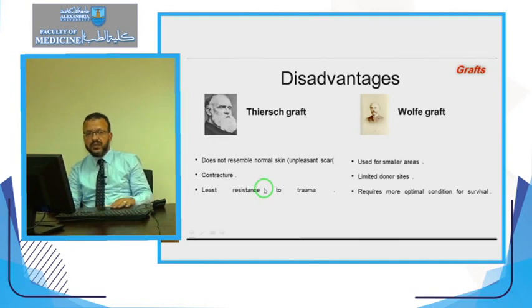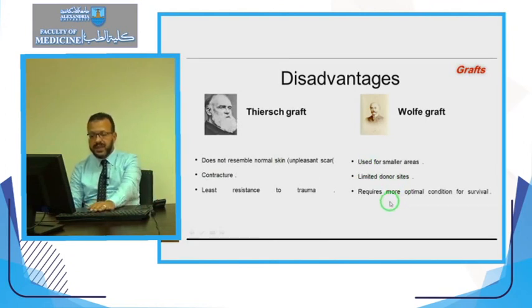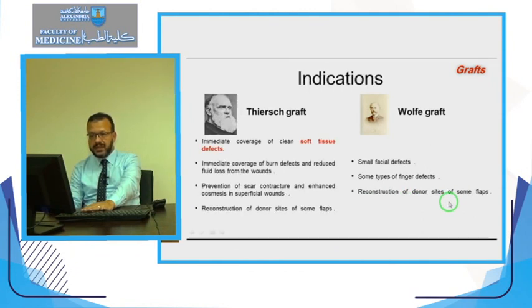As for the disadvantages of the split thickness skin graft, it doesn't resemble normal skin, so it leads to an unpleasant scar, can lead to more contracture, and has the least resistance to trauma. For the full thickness skin graft, it's very limited in size, so it's used for smaller areas, and it has limited donor sites and requires more optimal conditions for survival than the split thickness skin graft.